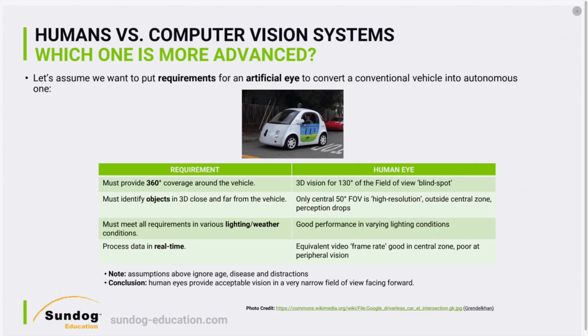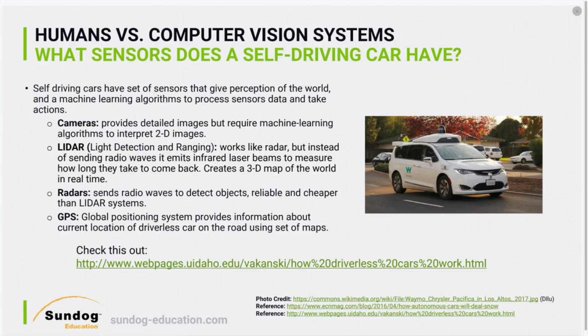Okay, perfect. So what's the conclusion? The conclusion is human eyes can provide acceptable vision in a very narrow field of view, just facing forward. What we want to do throughout the course is develop computer vision algorithms and machine learning algorithms to detect objects and become even better than humans, okay, as drivers.